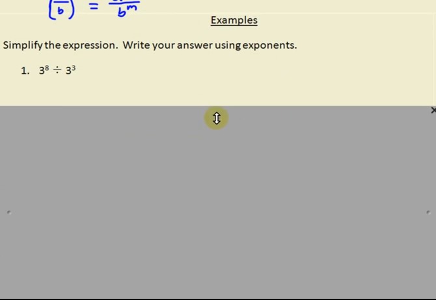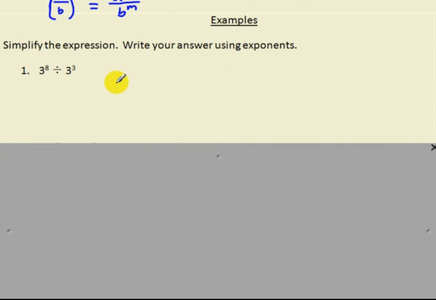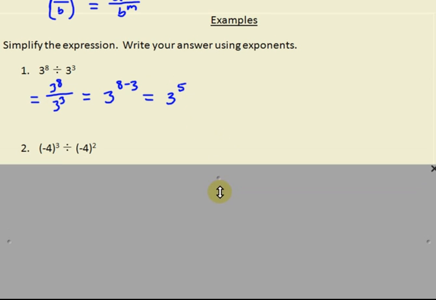Okay, so let's look at some examples. And the directions tell us simplify the expression, write your answer using exponents. So here we have 3 to the 8th divided by 3 cubed. We have the same base, so we rewrite that 3, and then we subtract the exponents, 8 minus 3, and we end up with 3 to the 5th power. And that makes sense. You could take 3 of the 3's in the numerator and cancel out these in the denominator. You'd be left with 5 3's being multiplied together.